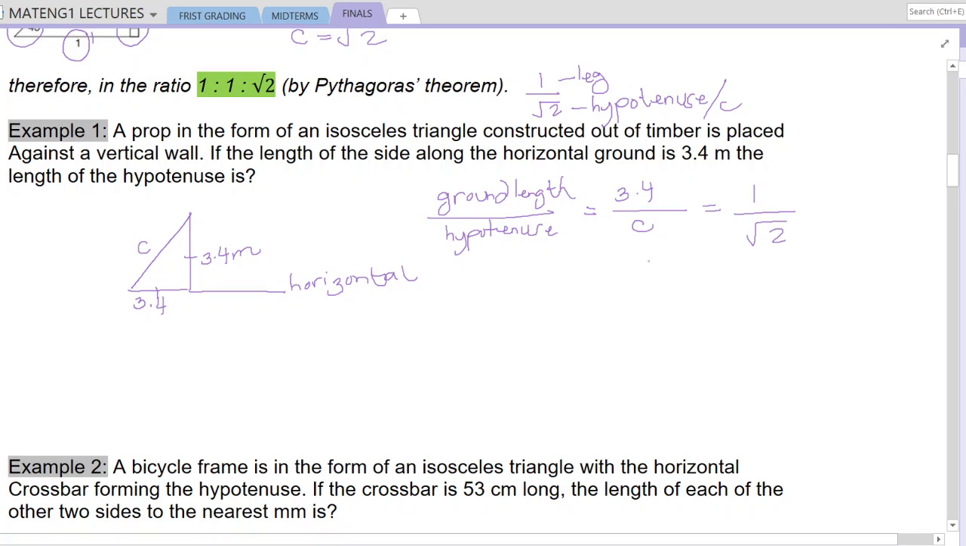Okay, to be able to get the value of the hypotenuse, we equate the two. So that is 3.4 is to C is equal to 1 is to square root of 2. Okay, to get the value of C there, we just cross multiply, that is 3.4 square root of 2, and that is equal to 4.808. Okay, so we have there also, since that is a 90 degrees, that is an isosceles, and for the remaining angle, that is 90 degrees divided by 2, that is 45 degrees.